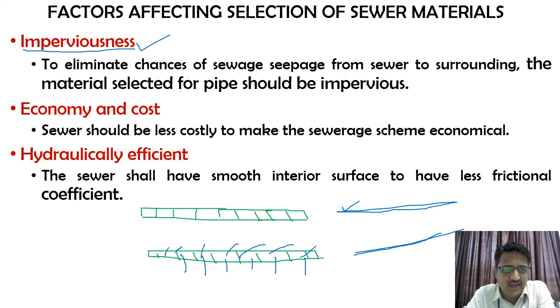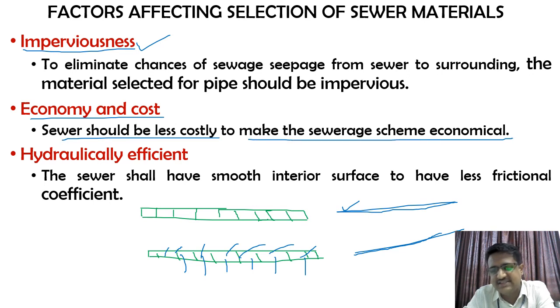Next, economy and cost. The sewer should be less costly to make the sewerage scheme economical. As I said, for any project to work out, finance is going to become the major or limiting factor. So for any project to work successfully, the economical aspect is going to play an important role.